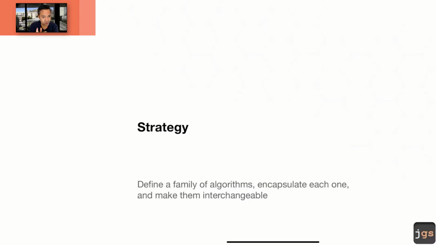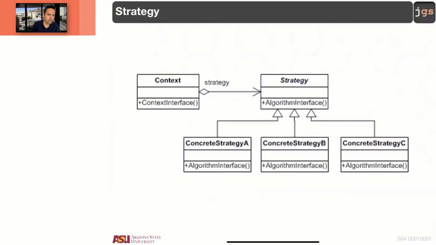The problem that the strategy solves is I want to have a family of algorithms, and in real time, I want to select one of those. A family of algorithms and select one member of the family to be applied, and that in real time. This is the template. This is the class diagram. Looks familiar to something?